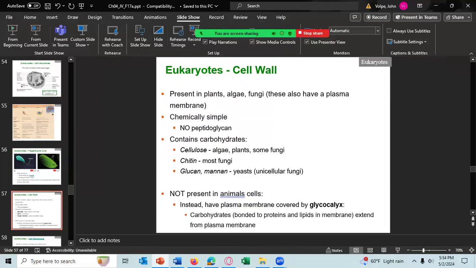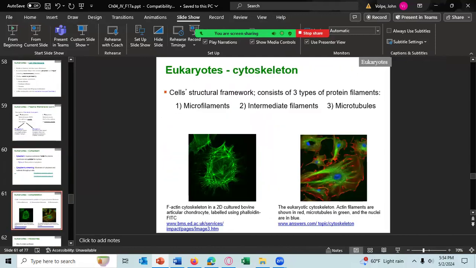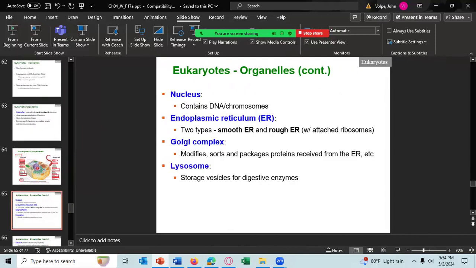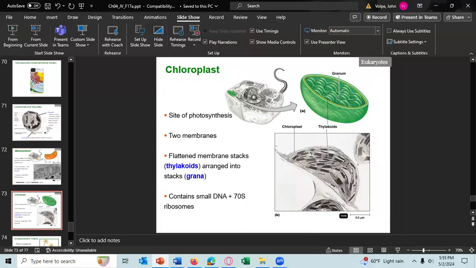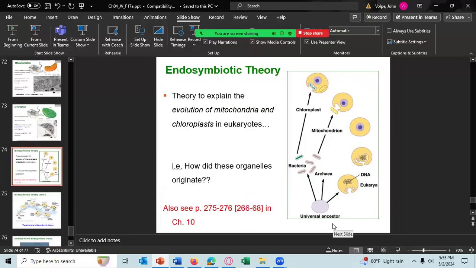All right, let's move on to the endosymbiotic theory. All the other material in this chapter should be review for you, and I'm starting to run out of time, so I'm not going to cover that material. I usually don't get too much of it. You should be able to go through the slides and understand it on your own. But I need to talk about the endosymbiotic theory.